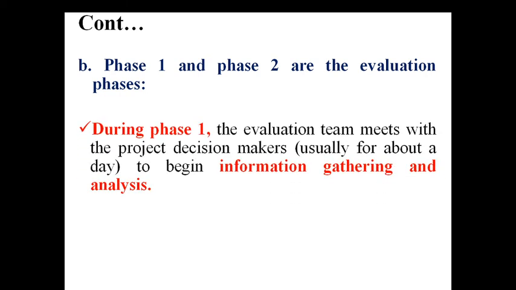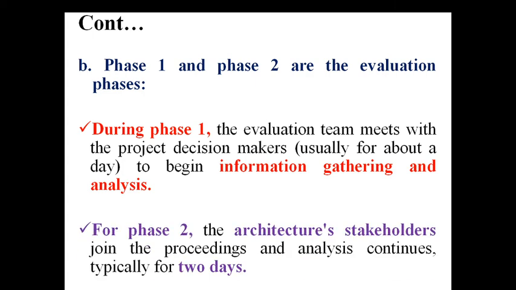In phase 1 they try to gather information: what information they have from the project, and what has been shown by the project manager, team members or any stakeholders. Next, at phase 2, the architect and stakeholders interact with each other. They will interact with each and every stakeholder.